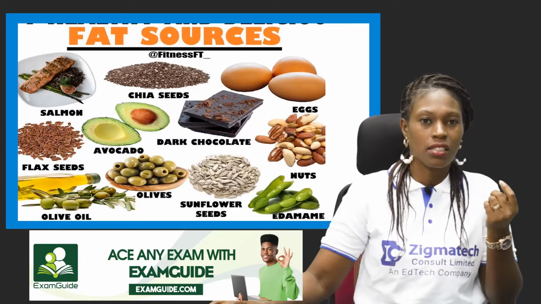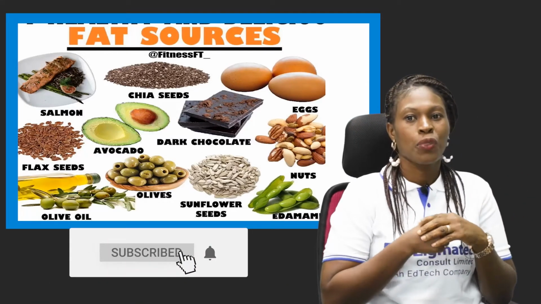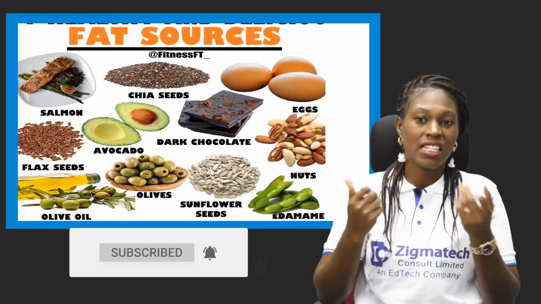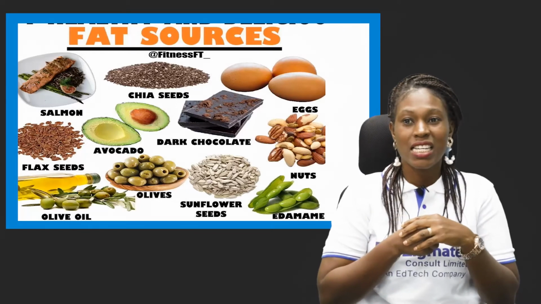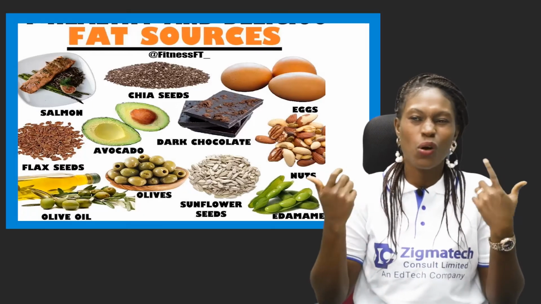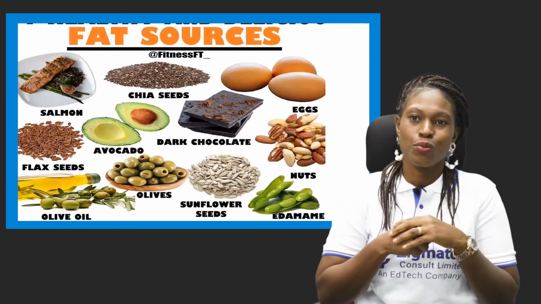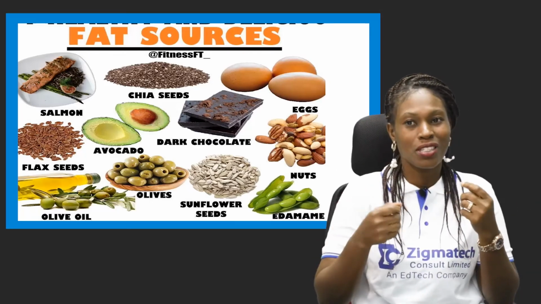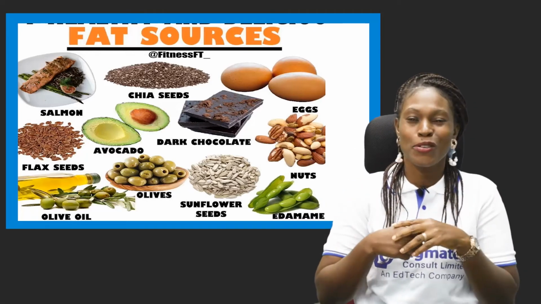Now let's look at fats. So this is where to find your fats: in oil. Okay, you find them in your salmon, flax seeds, olive oil, avocado, your sunflower seeds, your dark chocolate, nuts, legumes. You find your fat there. So I'm sure you're getting used to some of these things, so you can get your diet balanced.